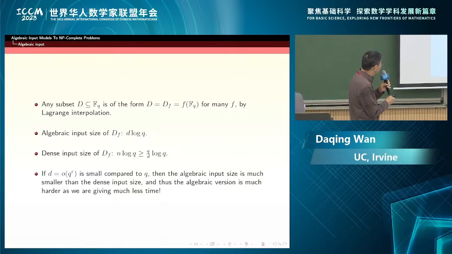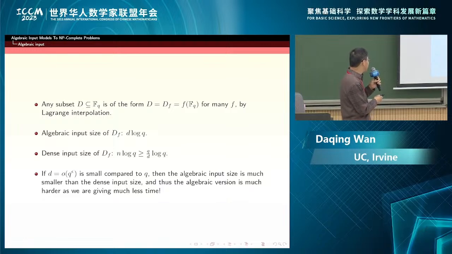This is the algebraic input size of the subset. We just write down this polynomial. The polynomial has d coefficients, and each coefficient takes log q bits to write down. So my new input size, the algebraic input size, is d log q instead of n log q. The dense input size of this set will be n log q, but n is at least q over d, times log q. So these are different input sizes: this is d log q, this is n log q. Traditionally, you write down all the elements, and here we just write down the polynomial. We do not write down all the elements because there may be too many elements, right?